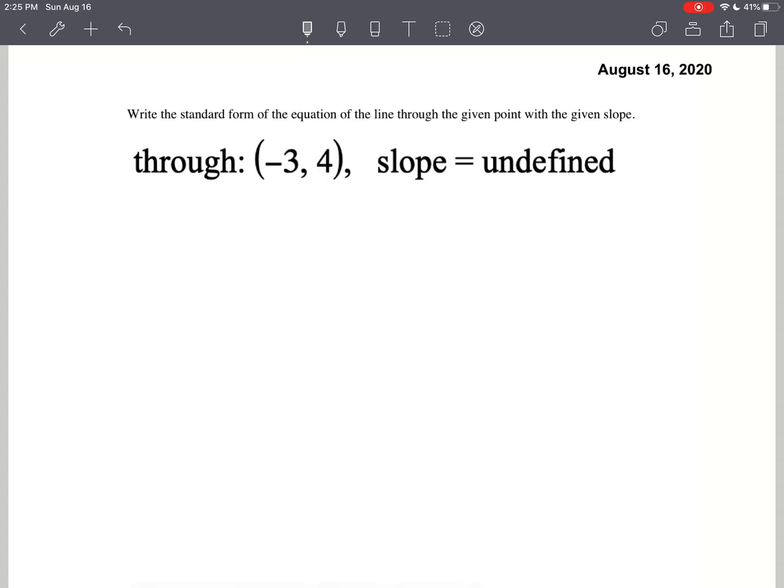Okay, let's try to write the standard form of the equation. This is going back and forth just to make sure that you've got it. The slope is undefined. Oh, wow.